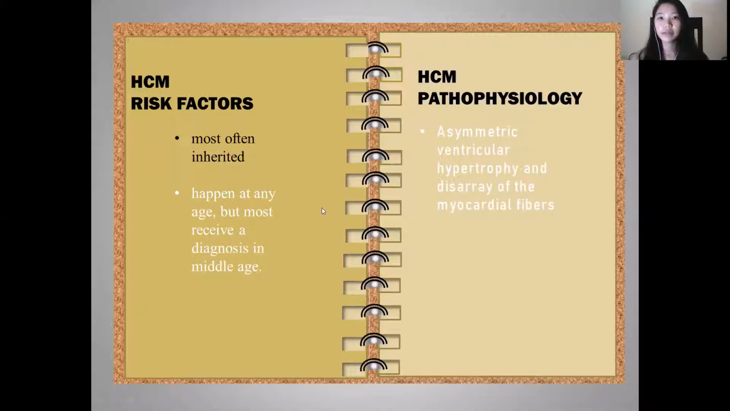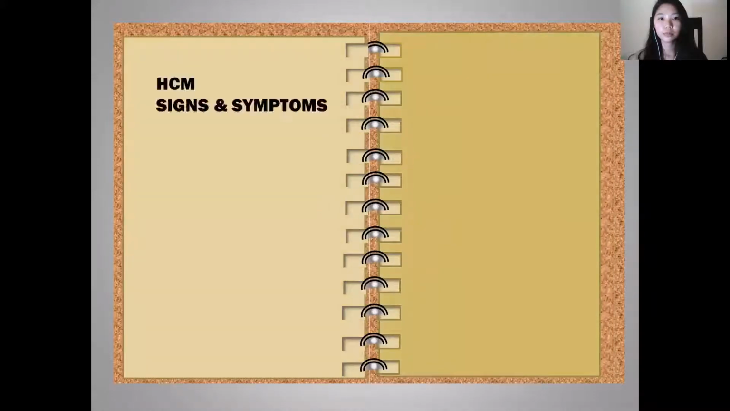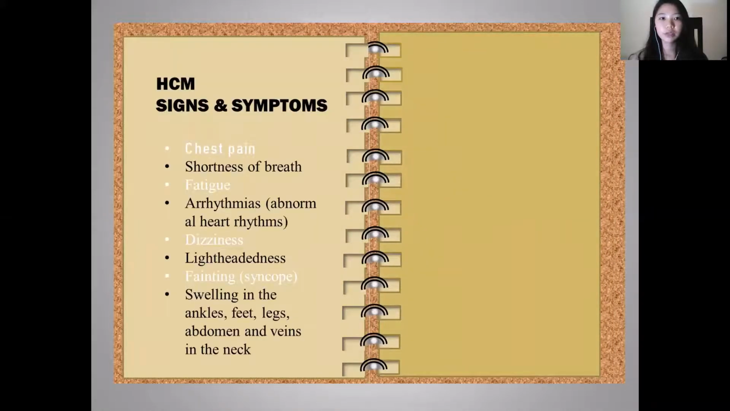Pathophysiology: there is asymmetric ventricular hypertrophy in this area of the myocardial fibers, resulting in left ventricular hypertrophy that leads to a stiff left ventricle, resulting in diastolic filling abnormalities and obstruction in the left ventricular outflow tract. So the signs and symptoms are chest pain, shortness of breath, fatigue, arrhythmias, dizziness, lightheadedness, fainting, and swelling in the ankles, feet, legs, abdomen, and veins in the neck.